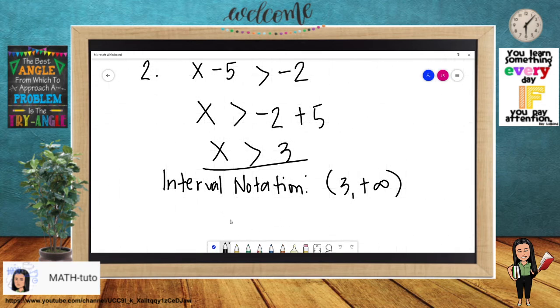Okay, and if you are also asked to sketch the graph of your answer, then we can write that. The graph is 3 and then going to the right. 3 is not included. 3 and then to the right, because the values of our solution are greater than 3. So this is our answer.